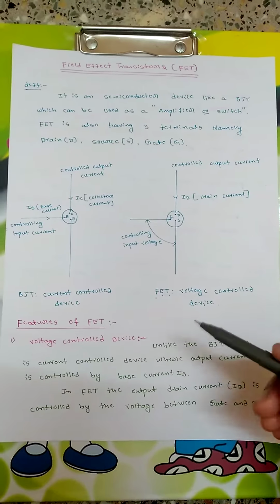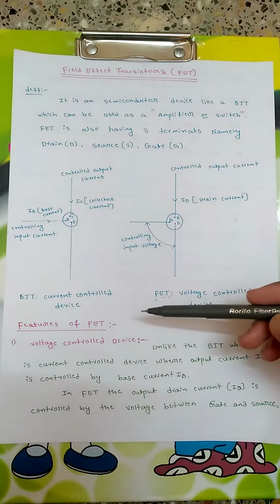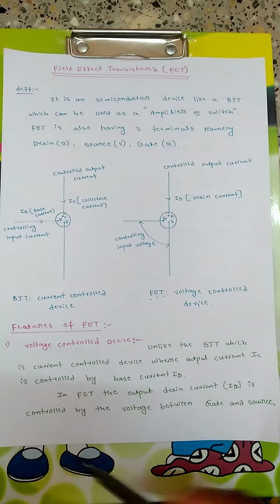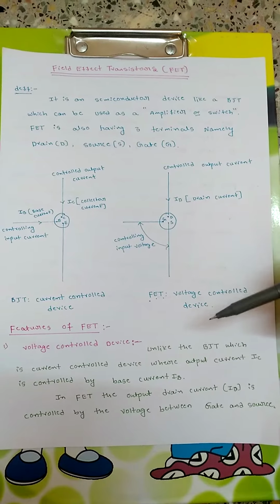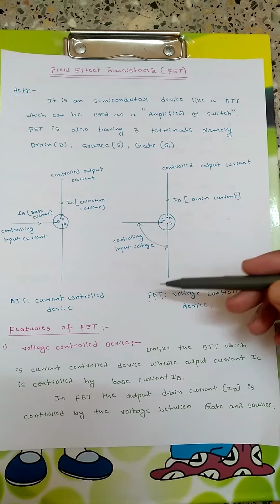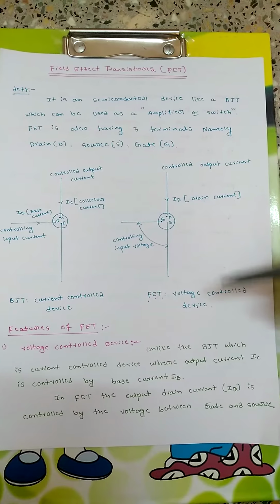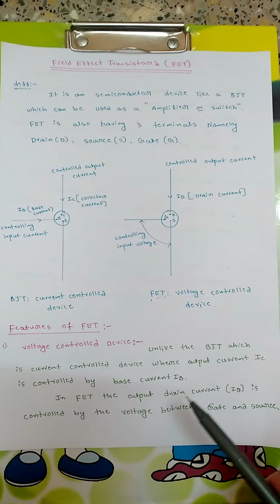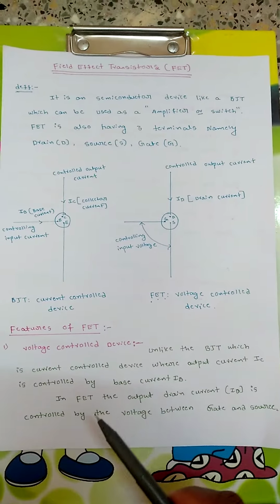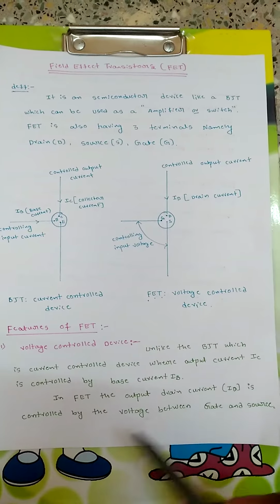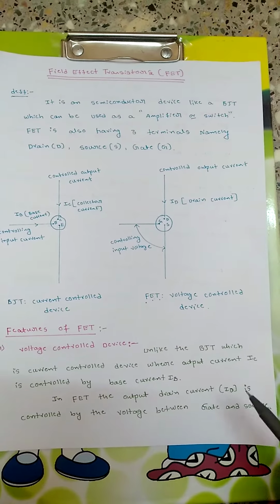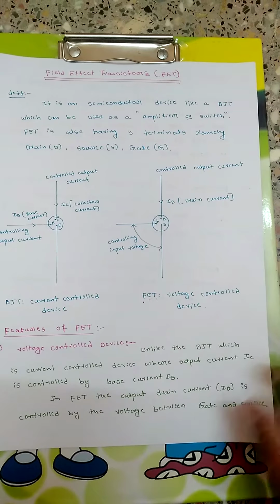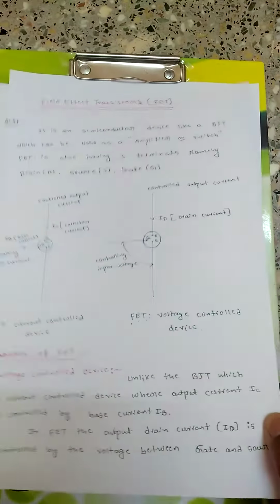Okay, so now coming to some of the features of FET. FET is a voltage control device. As I said earlier, unlike the BJT, which is a current control device where the output current IC is controlled by the base current IB, in FET the output drain current ID is controlled by the voltage between gate and source. Whatever I have said earlier, that is the same point here. Okay, so now coming to some other points.